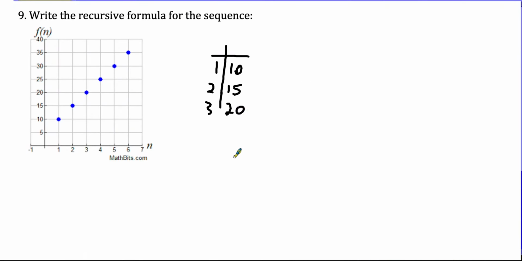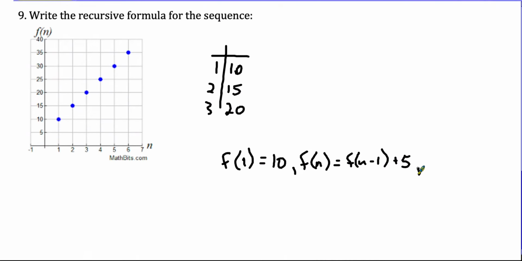So again, 3 parts for my recursive definition. The first part is give the starting term. So in this case, I would say f of 1 equals 10. My starting term is term 1, not term 0 in this case. Then the rule, so I would say to get the current term, take the previous term, and this is that notation. Current term would be f of n, previous term would be f of n minus 1, and my rule that we just came up with is I'm adding 5 every time.